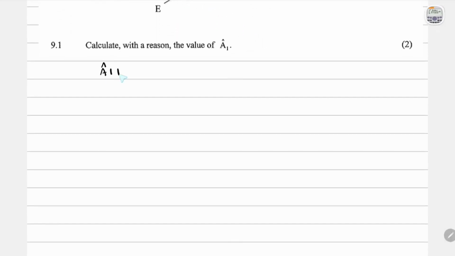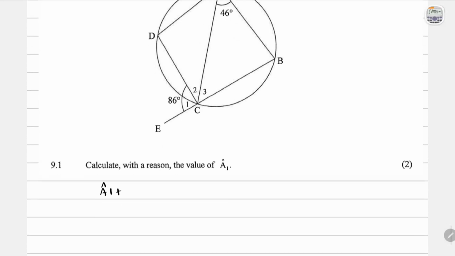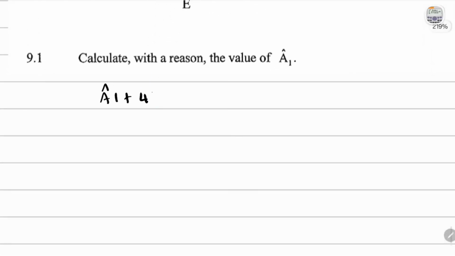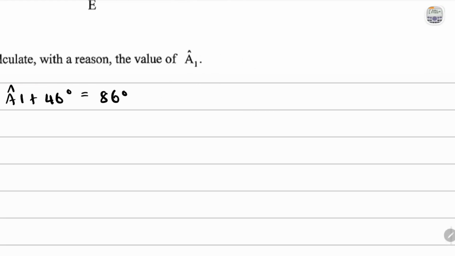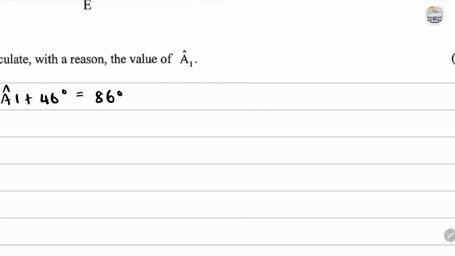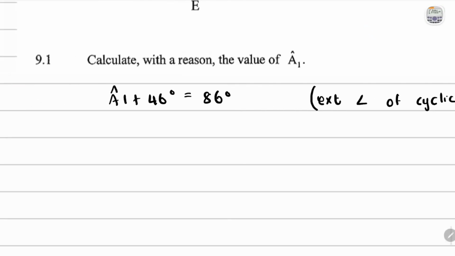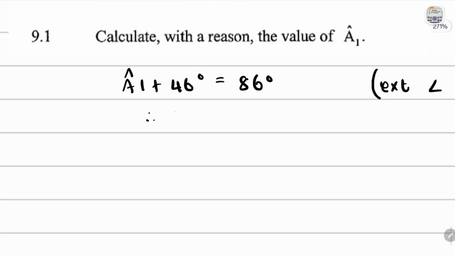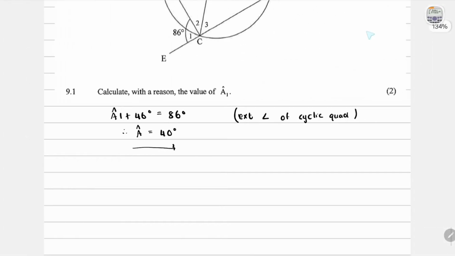Angle A1 is what we're looking for. Angle A2 we have as 46 degrees, and that should give us 86 degrees. And then we'll put our reason, exterior angle of a cyclic quad. Okay, and therefore angle A1 is going to be equal to, if you take 46 degrees over, so 86 minus 46 is 40 degrees, and that is our answer.